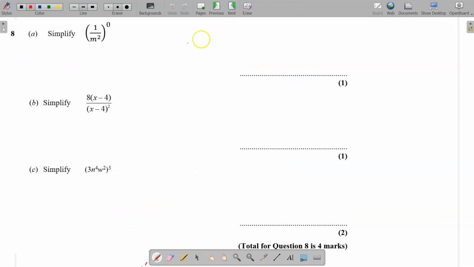Okay, right, this is straightforward stuff. For if it's 1 mark, it's either right or wrong. Anything to the power 0 is 1. Okay, anything to the power of 0 is 1, except for 0 to the power of 0, which is undefined, but you wouldn't be asked that anyway.